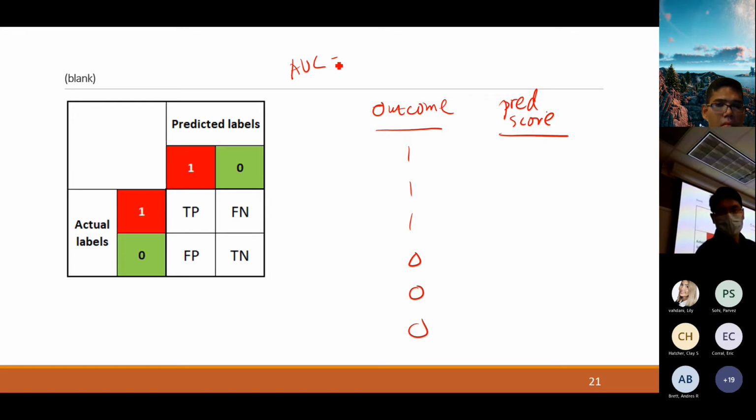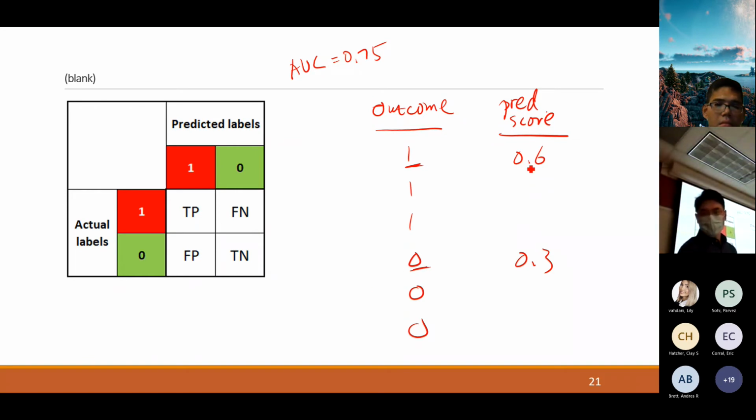AUC of 0.75 means 3 out of 4 times you would observe something like this. The actual 1 case is assigned a predicted score of 0.6, but an actual 0 case is predicted a lower score. So that is right. In both cases, those are true predictions. It's true positive and true negative, right?